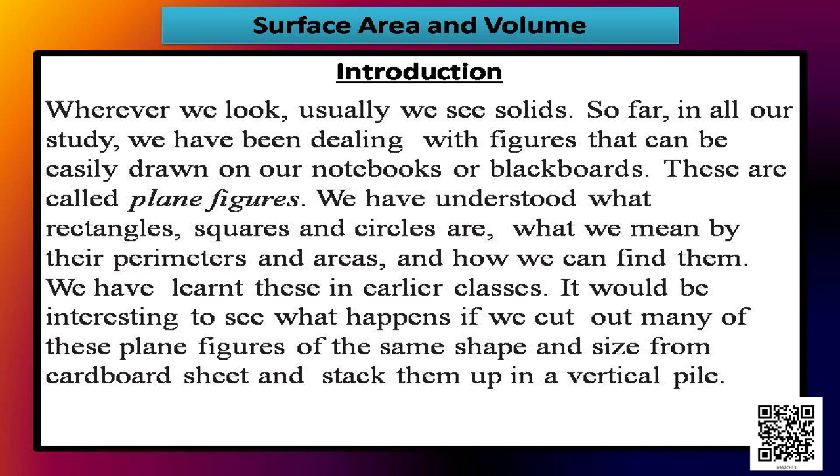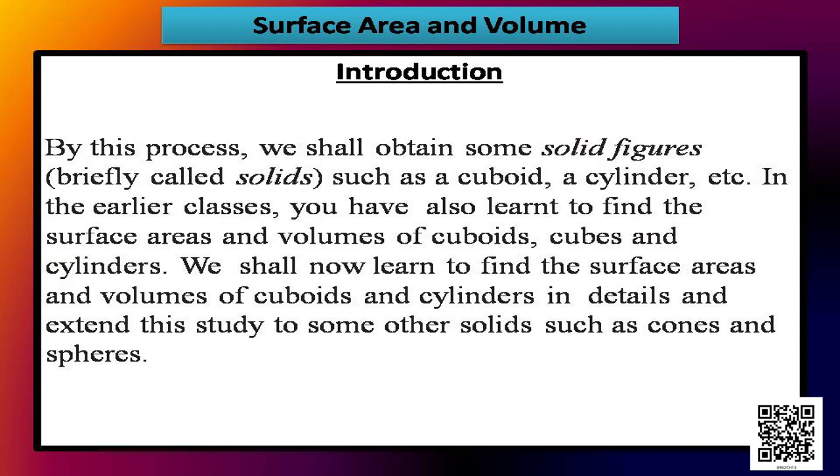It would be interesting to see what happens if we cut out many of these plane figures of the same shape and size from a cardboard sheet and stack them up in a vertical pile. By this process, we shall obtain some solid figures, briefly called solids, such as a cuboid, a cylinder, etc. In the earlier classes, we have also learned to find the surface areas and volumes of cuboids, cubes and cylinders. We shall now learn to find the surface areas and volumes of cuboids and cylinders in detail and extend this study to some other solids such as cones and spheres.